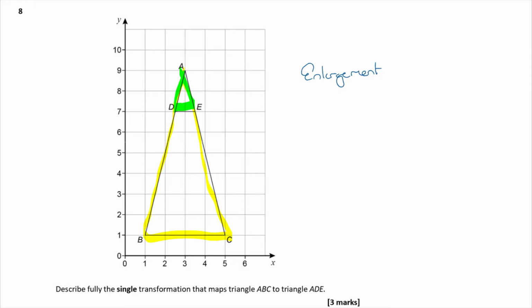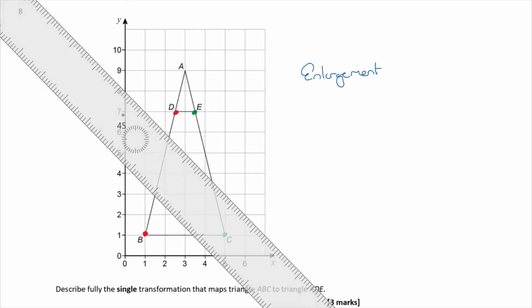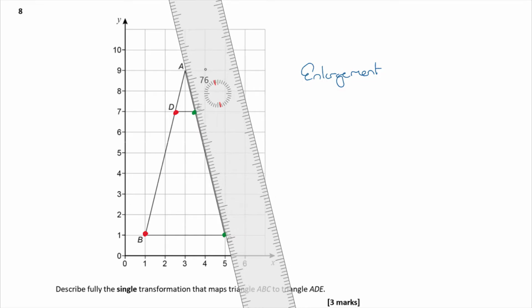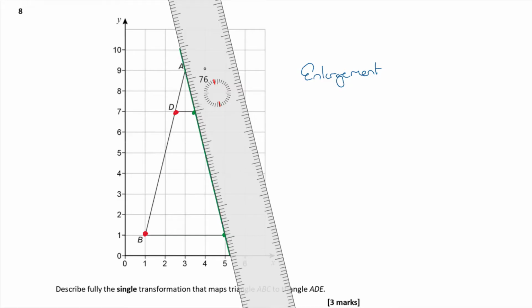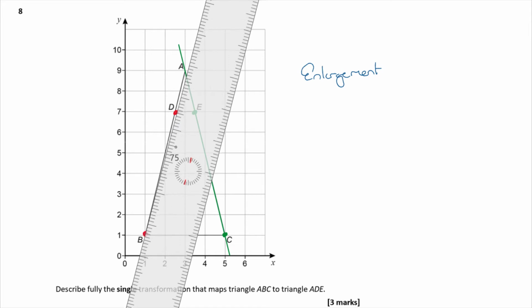And we need to know the center of enlargement. Now, I can spot that already. But if you're not sure where it is, what you can do is take matching points on object and image. This point here would match up with this one, and this point here would match up with this one. And you can join them up with straight lines, and that will pass through your center of enlargement, which you should spot ends up being the point A, doesn't it?